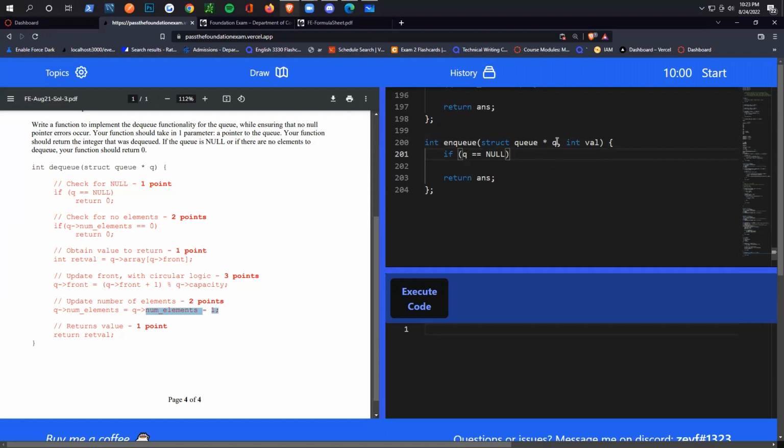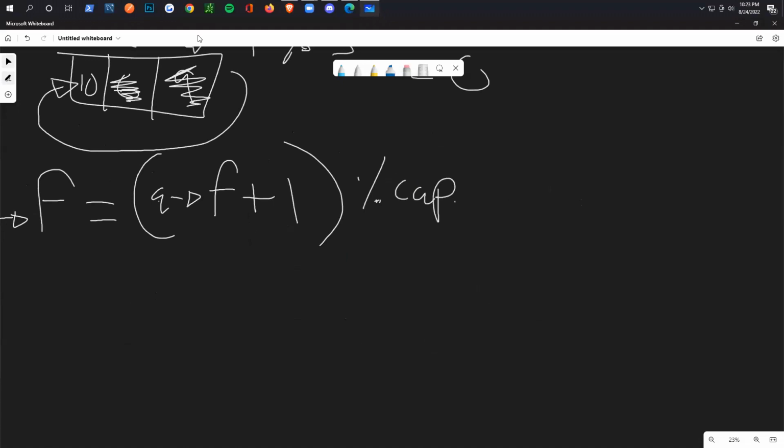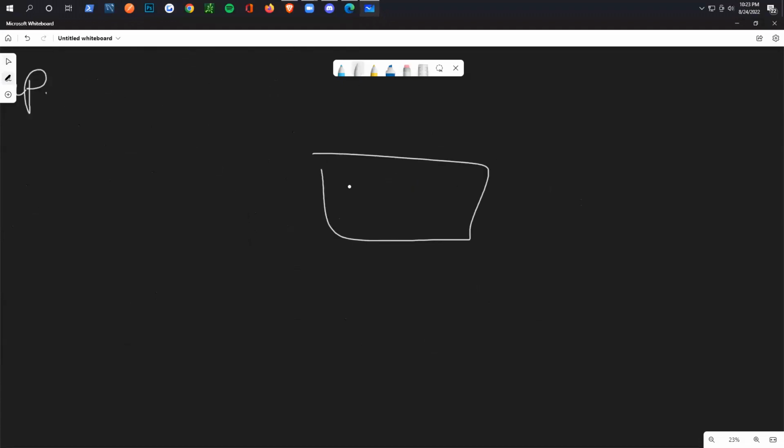So if Q equals null, it's going to want to return, let's just say 0, meaning we couldn't do it. And at the end, we're going to return 1, meaning that we could onQ it. And if we want to onQ, really what ends up changing is, let's say you want to onQ right here. So let's say you have the front right here. Let's say you have 3, there's nothing here.